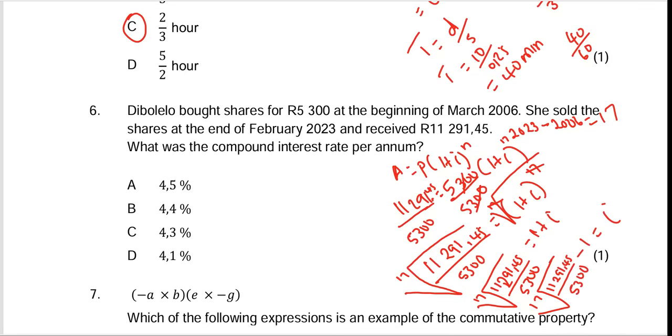And then in order for me to get i, I will multiply by 100, and then I will get 4.5%. It's going to be i. Where is 4.5%? Number A.